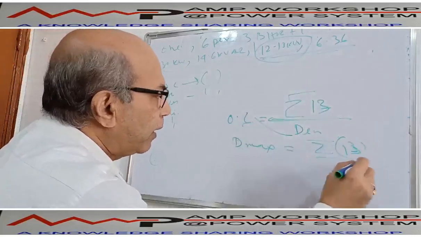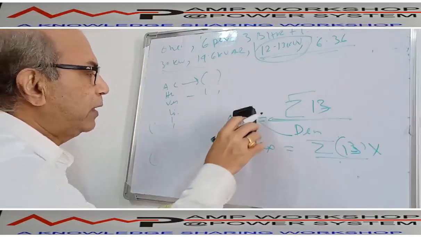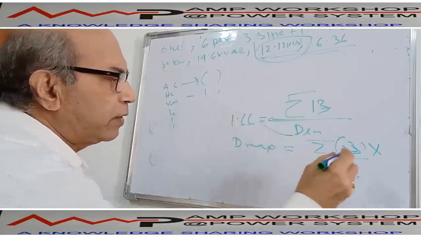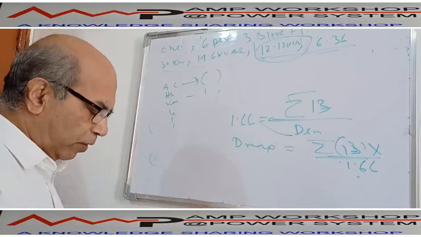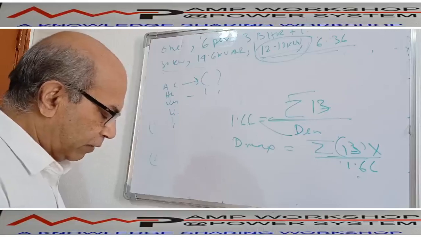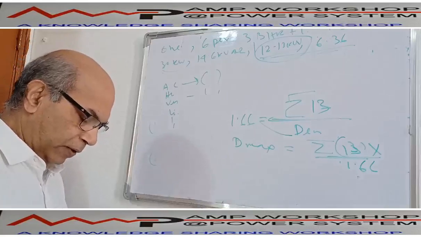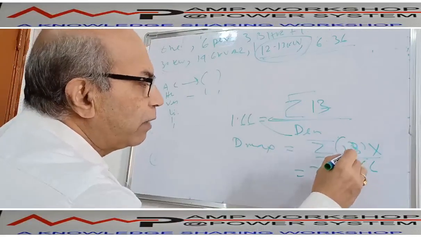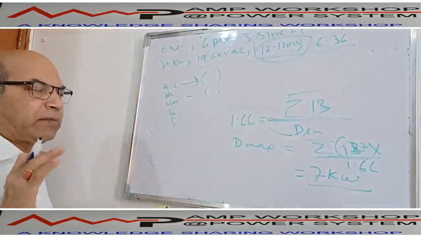This we divide by the diversity factor; a diversity factor of 0.6 means 1.66, so we divide by 1.66, and that gives the maximum demand. If you calculate 13 divided by 1.66, it will come to approximately 7 kilowatt, okay? This is the maximum demand of a particular apartment at a time.